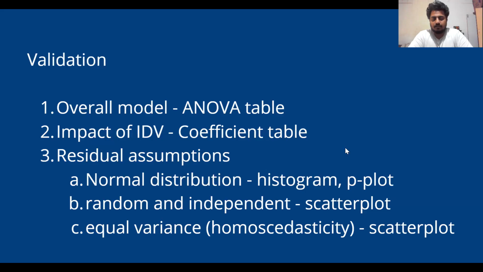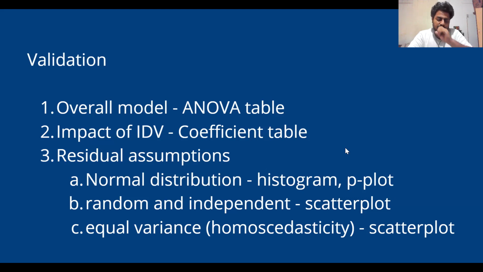Also we have to validate whether there is an impact of the average hourly rate on the Big Mac price. So the validation is done in three parts here. First, we'll be validating using the ANOVA table from the output, which gives a validation of the overall model, whether it's a good regression model or not. The second validation will be on the impact of the independent variable on the dependent variable. This will be done using the coefficient table of the output.